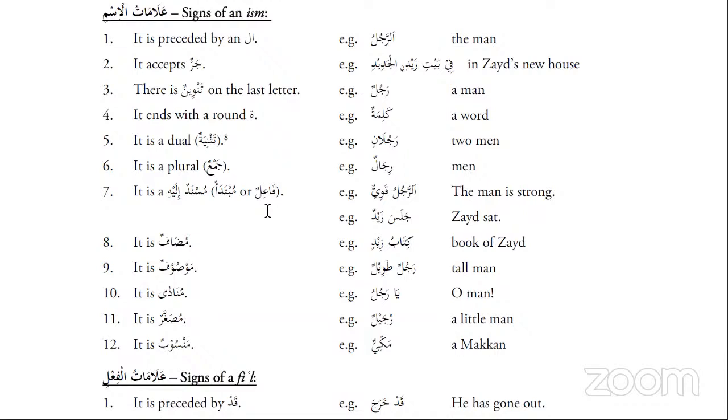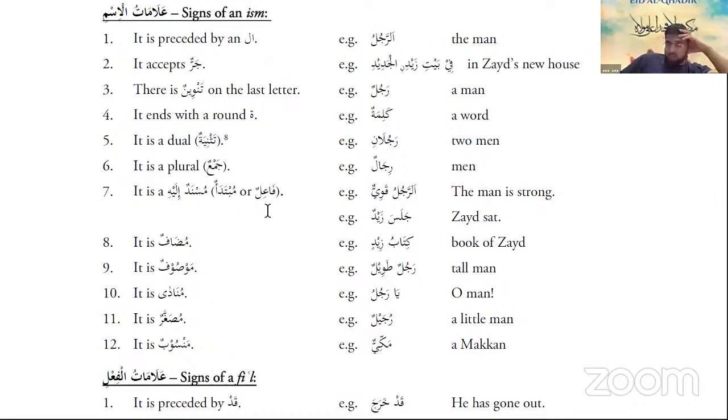It is muzaf. It is mawsuf. Mawsuf means a noun which comes with an adjective. So in the example, the tall man, rajulun tawilun, which is the mawsuf? Rajulun tawilun.